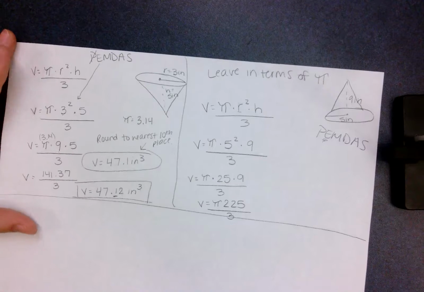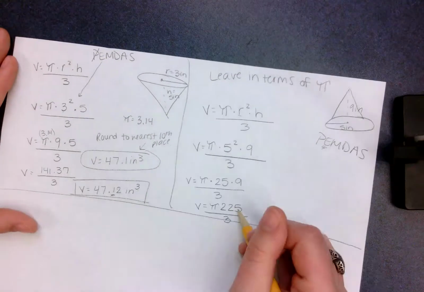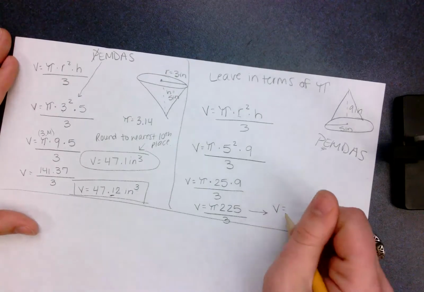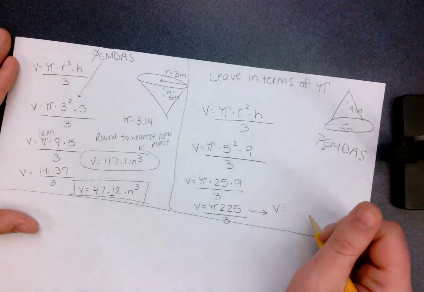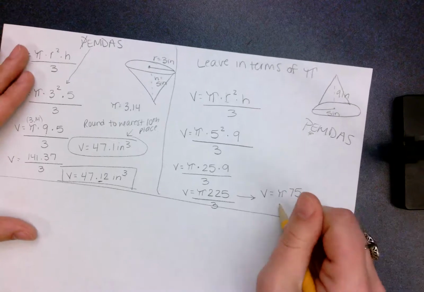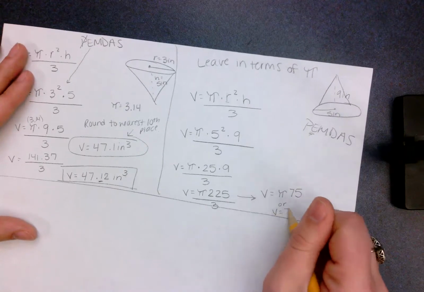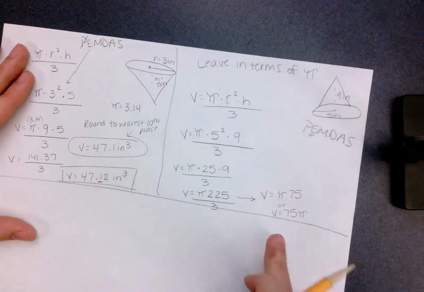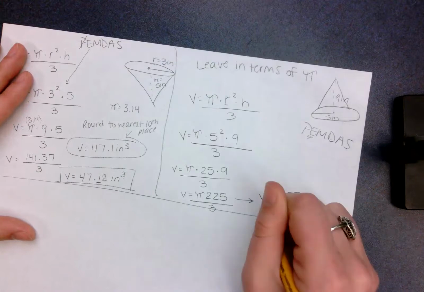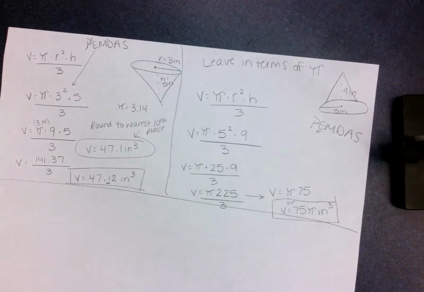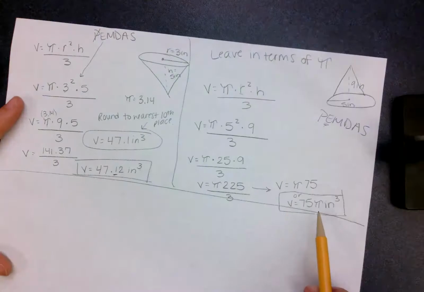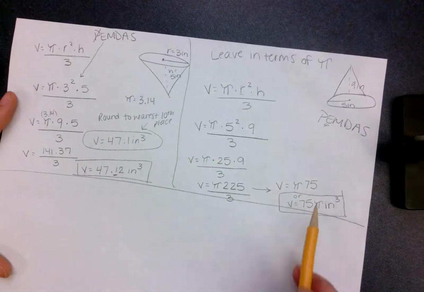So now the last thing we have to do, remember we're ignoring pi, so we're just going to divide 225 by 3. And that gives me 225 divided by 3 is 75. You could write it pi 75 or 75 pi. But don't forget your units. Your units are inches to the third, and they're to the third because you're calculating volume. So whenever you leave in terms of pi, you should see pi in your answer. Leave in terms of pi, leave pi in your answer.